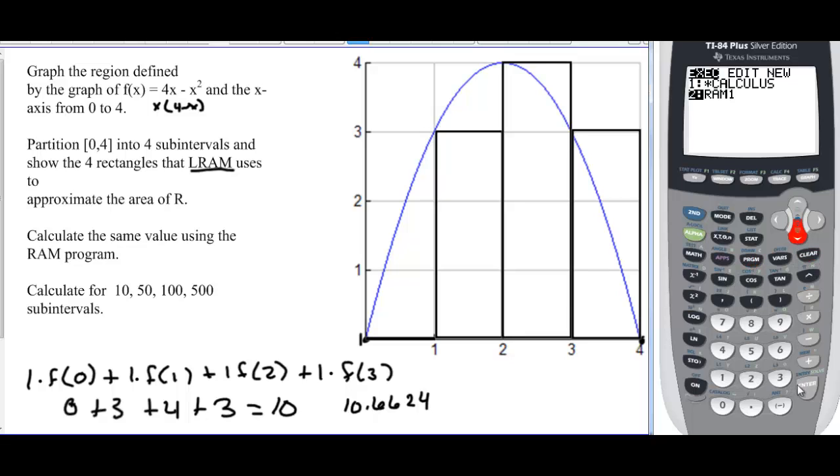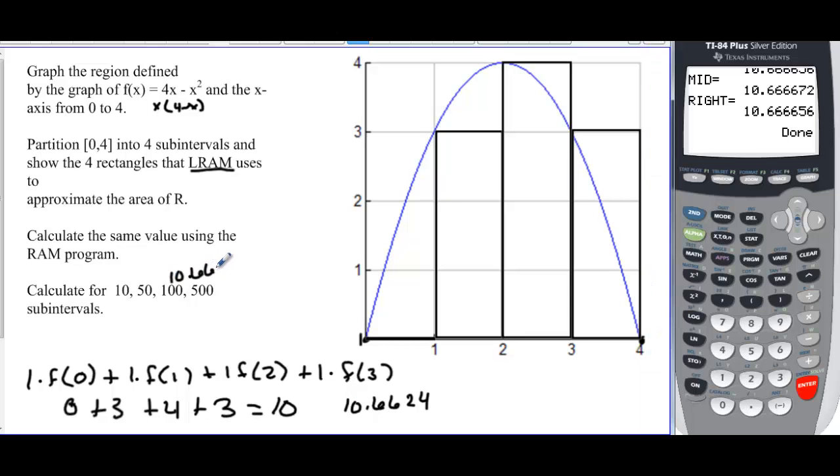Let's run the program again. We're going from 0 to 4, and we have 100 subintervals. And let's run the program now. And we get 10.6666. You can see it's kind of cutting it off. So for 100, we get 10.667. And notice how the more partitions we have, the more this is starting to converge together. All the answers are starting to become the same because the more partitions we have, the more accurate each of these are going to be.